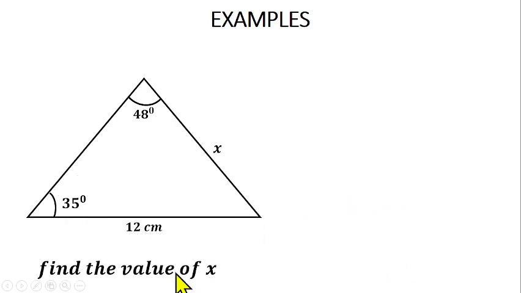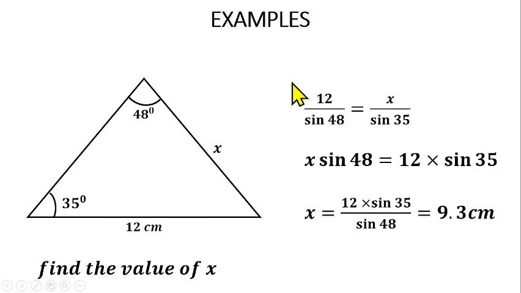So we are to look for the value of x. This is the sine rule we have applied now: 12, which is the pair given to us completely, over sine of 48 degrees, equals x, which is the side we are looking for, over the sine of angle 35 degrees.